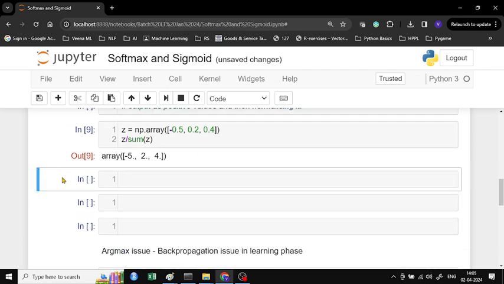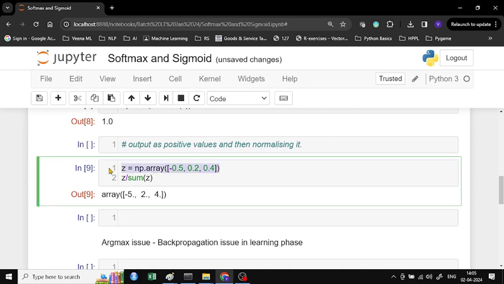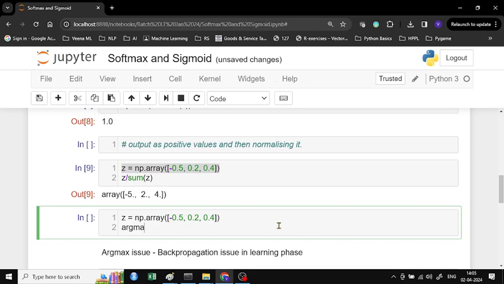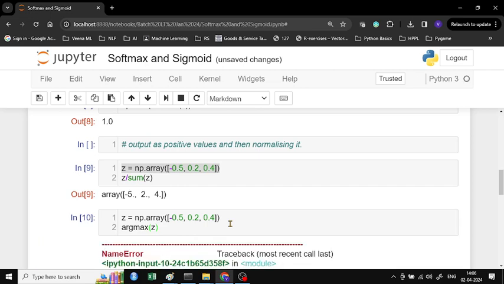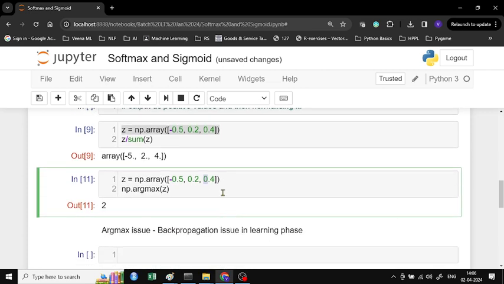Another thing was, if we just take the argmax, what is the issue? If we take the argmax of z, what will I get? I will get a single value, the position of the highest value. This will give me the position where I have the highest value. In this case, this is the maximum value and I'm getting the position here as 2.